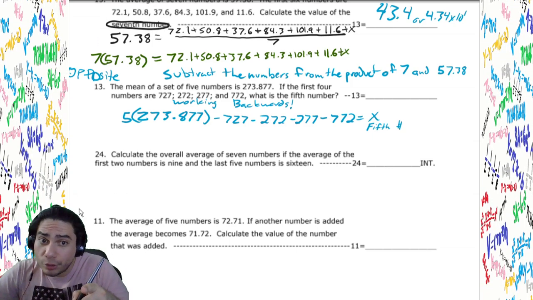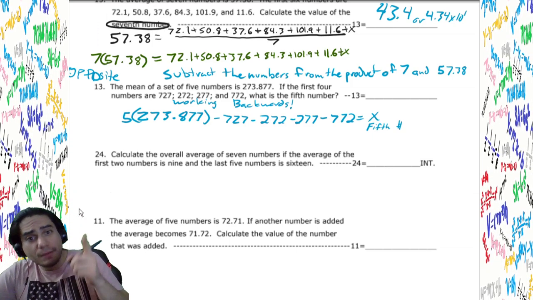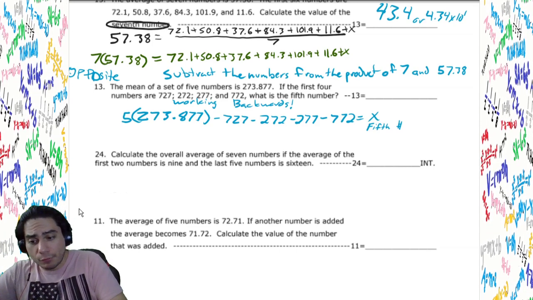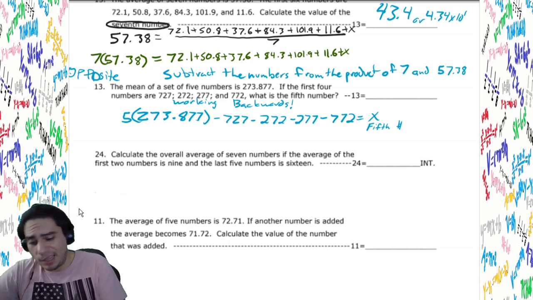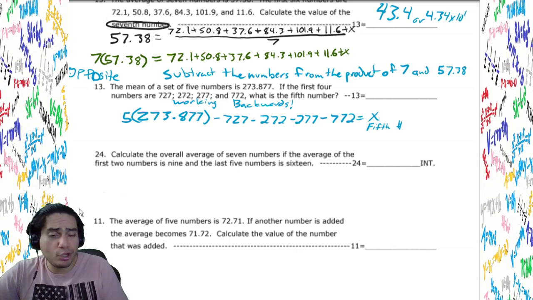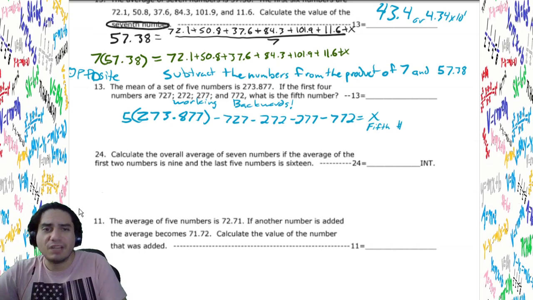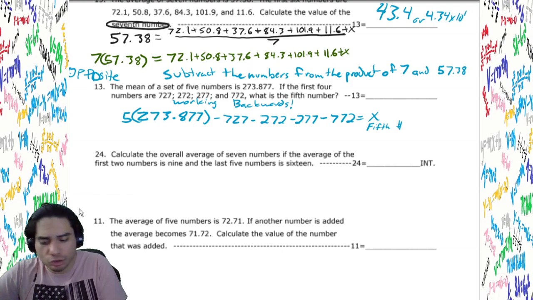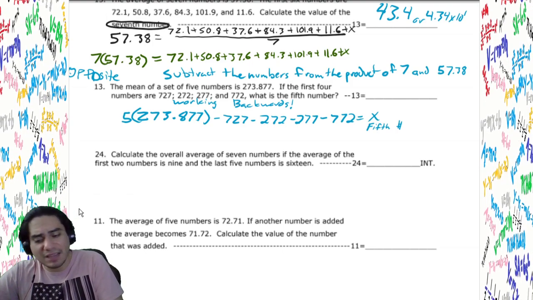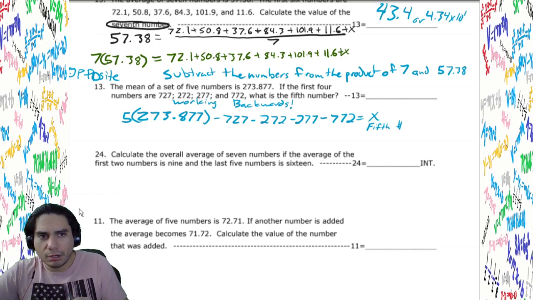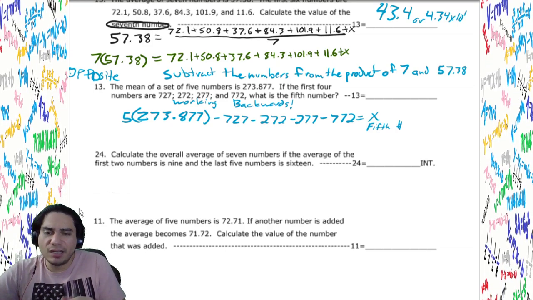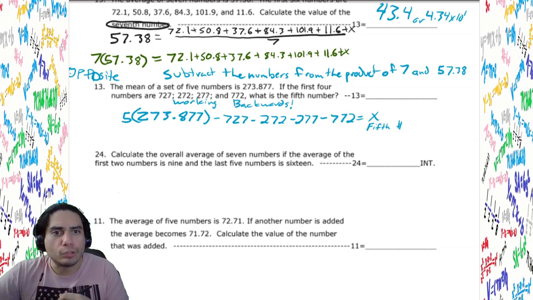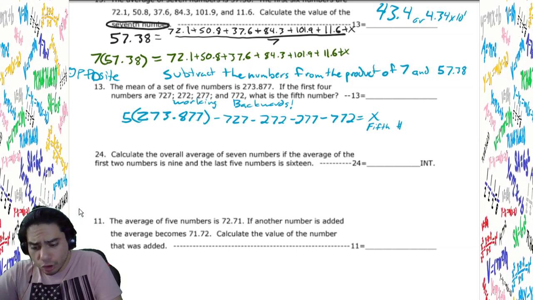Now be careful here, because there's a lot of sevens and twos, and you don't want to mess it up by writing numbers incorrectly. We're gonna get 273.877. We hit enter, 5 multiply, 727 minus 272 minus 277 minus 772 minus. Ooh, this one looks a little random. I got a negative number. But let me try one more time. This could have been because I did it wrong. This problem is easy enough that you could do it twice.